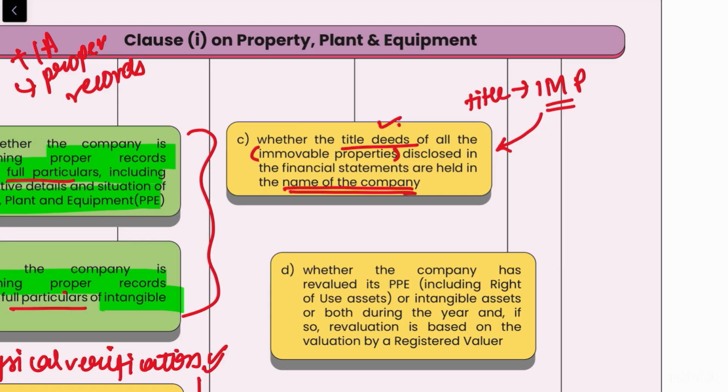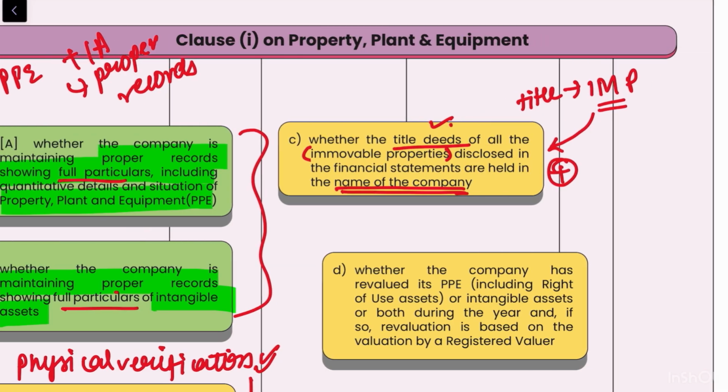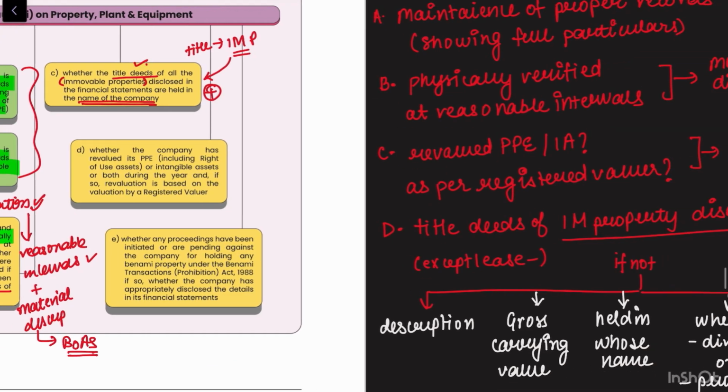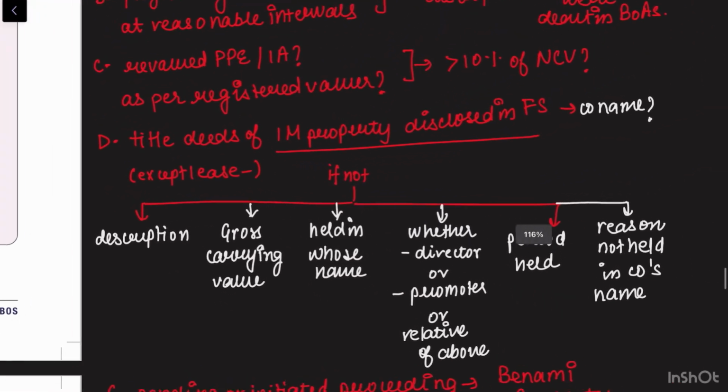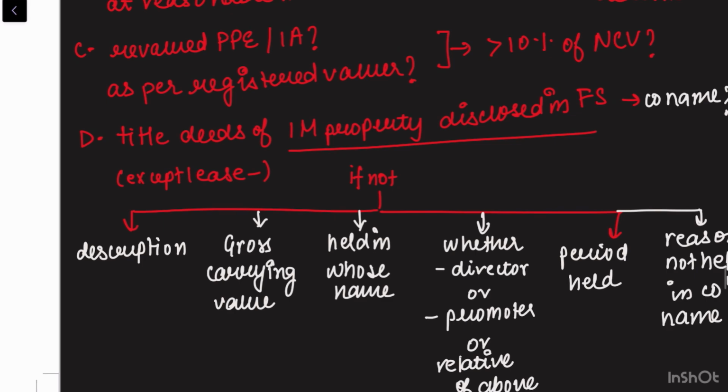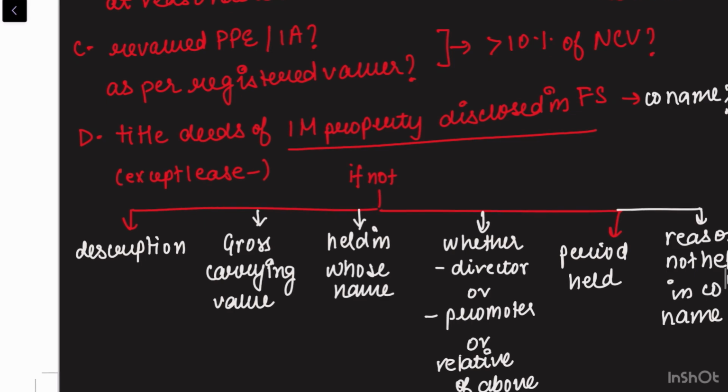Here, one other point which needs to be covered is that if the title deeds are not in the name of the company, then the company has to provide additional information. It has to provide this particular information with regards to the immovable property. The first one is the description of the property. The second part is the gross carrying value, whatever value it is being carried at. Then, in whose name it is actually held.